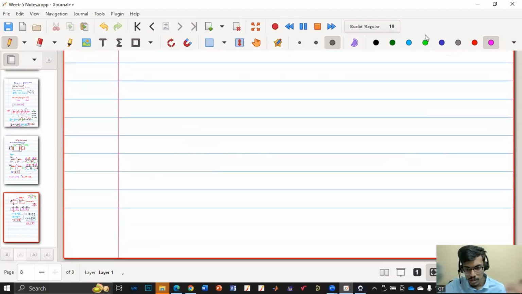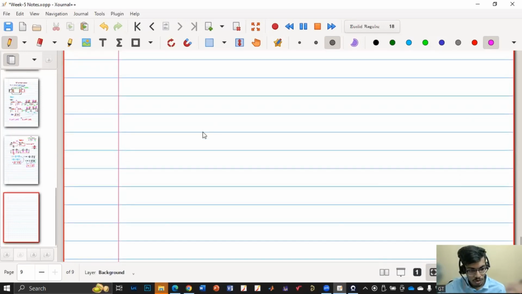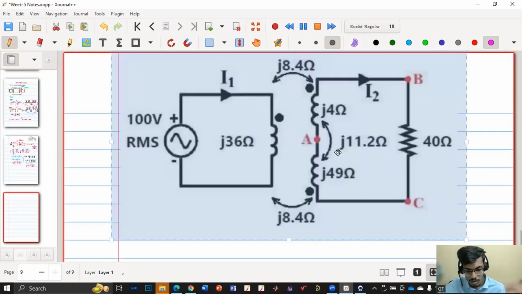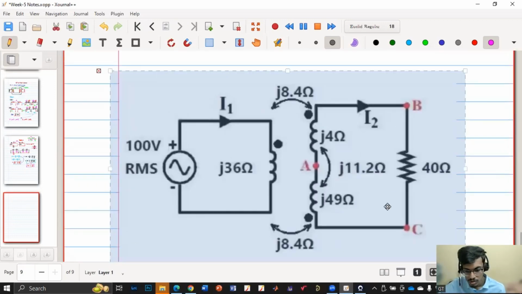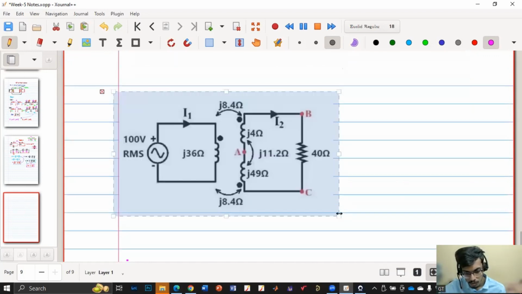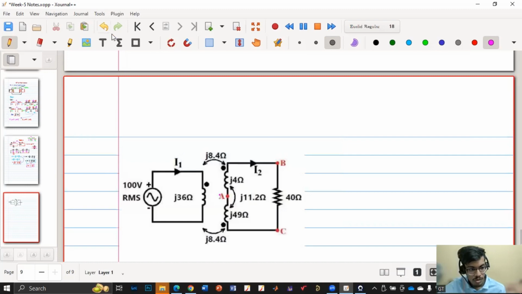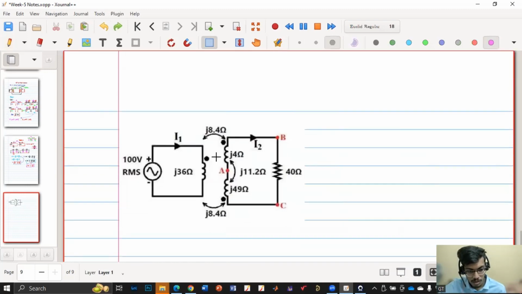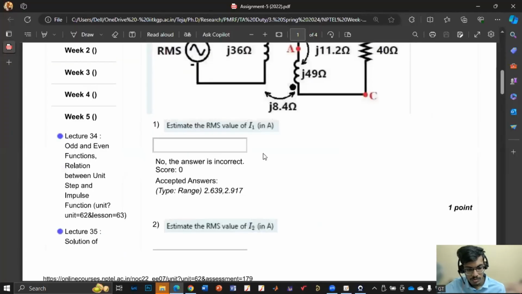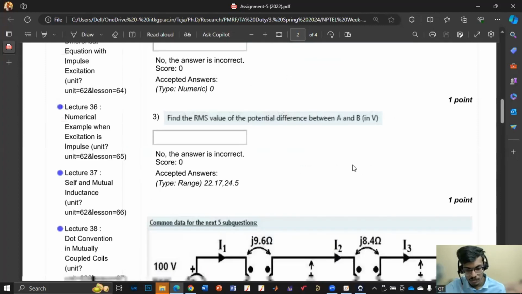Let me take a new page, then it will be easy for you to follow. So this is my problem, problem 4. You are able to see the screen, right? Yes, we can. They are asking for I1, I2 and the potential difference between A and B.